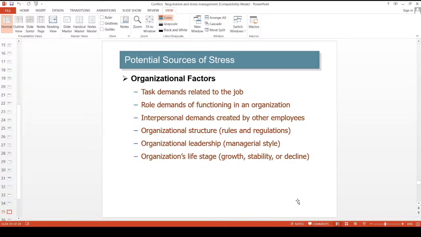Then organization life stage, that is again very important. If your organization is in the growth stage or the stability stage, there will be less stress. But if the organization is in the decline stage, your sales are declining, your income is declining, of course the stress level will be there, and that will also be reflected in the individual stress.